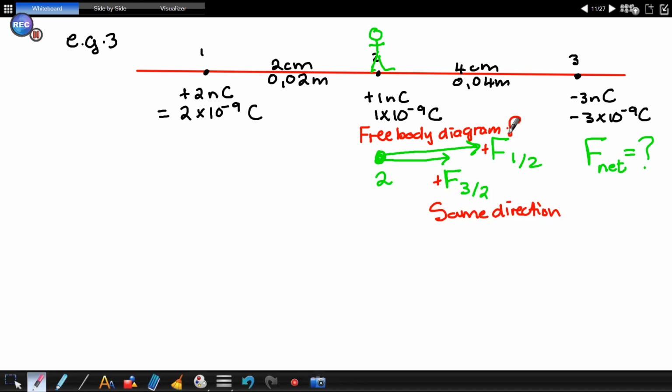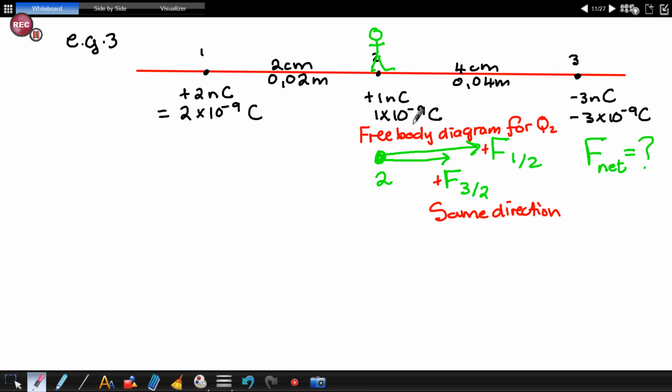Can I ask, how are they going in the same direction? Where are you standing? On 2. So I'm standing here. What is 1 doing to me? What is pushing me away? In which direction? Left or right? No! What's 1 going to do to me? Pushing me to the left.